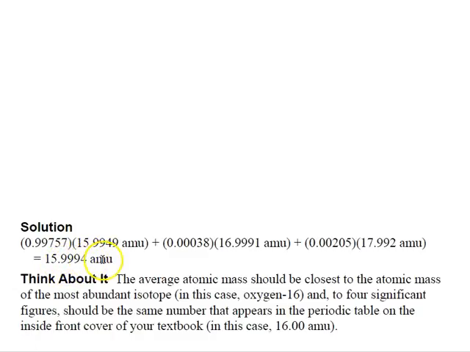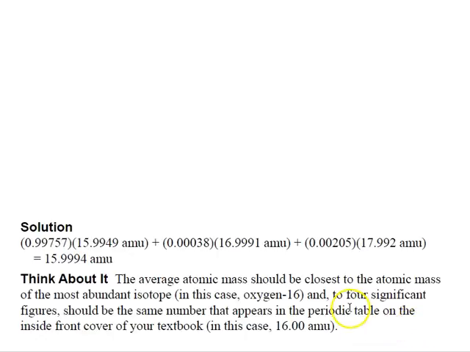15.9994 atomic mass units. So then the take-home message would be the average atomic mass should be closest to the atomic mass of the most abundant isotope. In this case, it would be the oxygen 16. Oxygen 16, you can see, is 99.757%. And again, it's 0.99757 here because when you multiply a percent, you want to do a 100th of that.